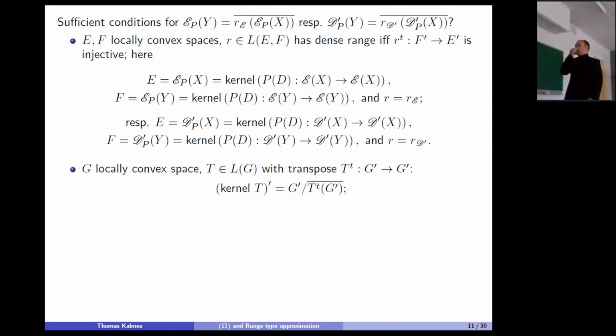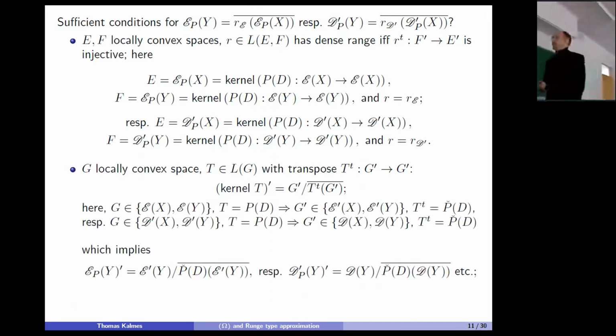Okay, so the spaces involved are the kernels of certain continuous linear operators. And the dual space of the kernel of a continuous linear operator is given by the quotient of the full dual space modulo the closure of the image of the transpose. Here our kernel is the kernel of a differential operator acting either on spaces of smooth functions or on spaces of distributions. So the dual space will be the space of compactly supported distributions or the space of test functions, so compactly supported smooth functions. And the transpose of our partial differential operator is this P-check.